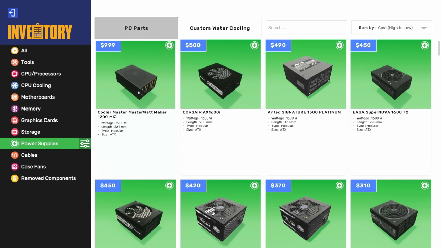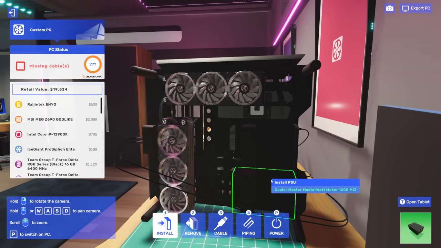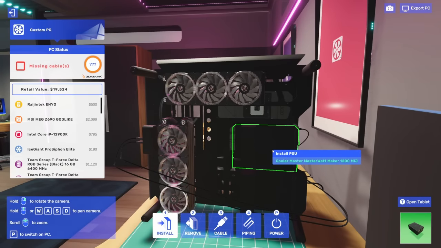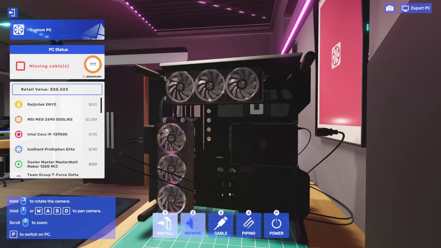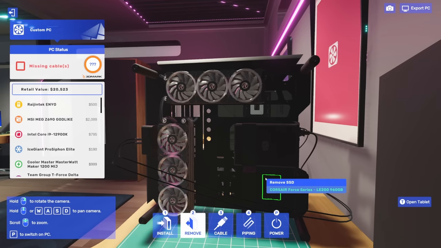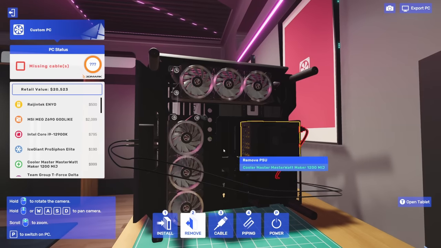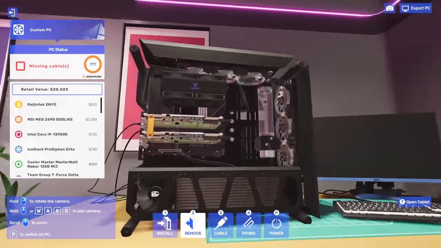Power supply. Wait, we can't go yet. We got to do a power supply. The most expensive power supply still, the Cooler Master MasterWatt Maker 1200 MIJ. It's a 1200 watt power supply. It's randomly $999. It's really, really expensive. And it's the same in this game. You can install in both power supply slots, but only one. Does that make sense? I can't install a second power supply, unfortunately.